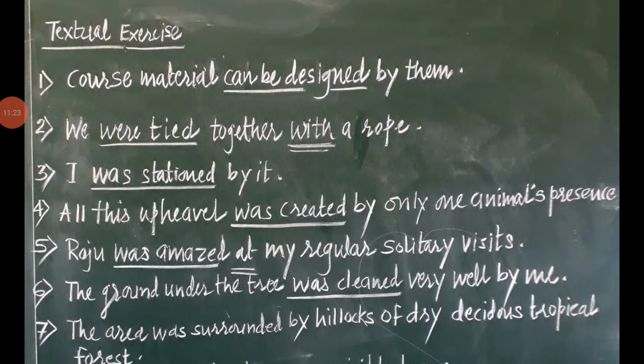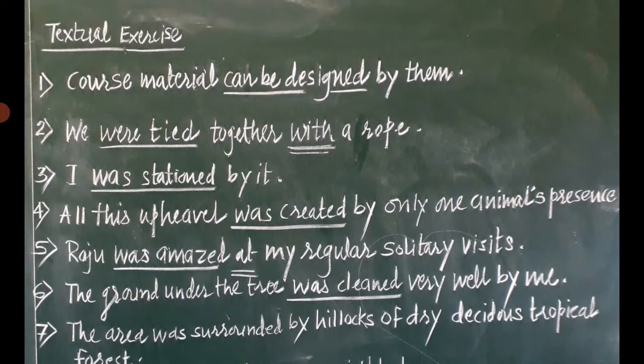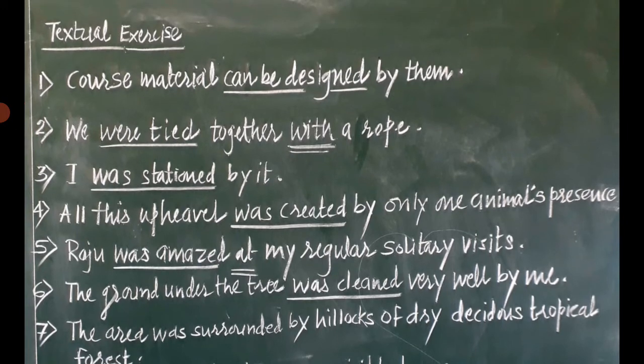Now here are some textual examples. Course material can be designed by them. As I underlined, can be designed. So it is a clear indication that the given sentence is in passive structure. We were tied together with a rope.